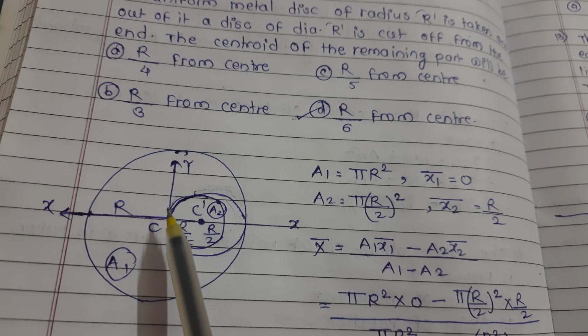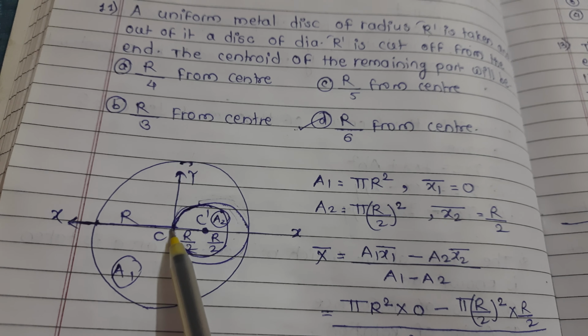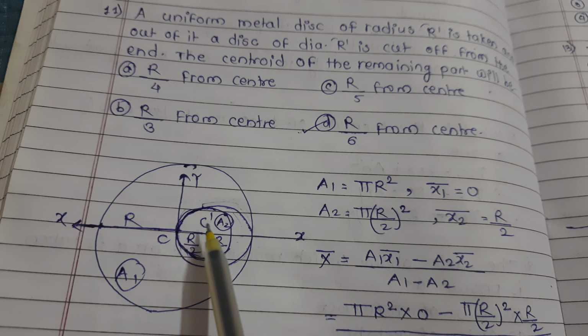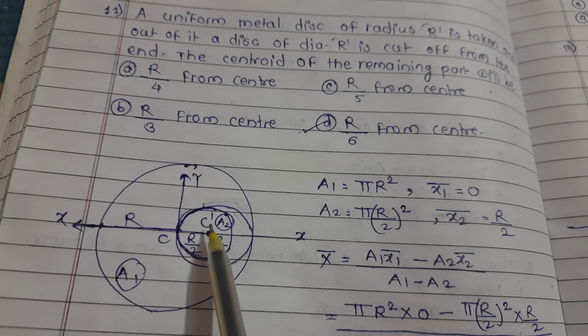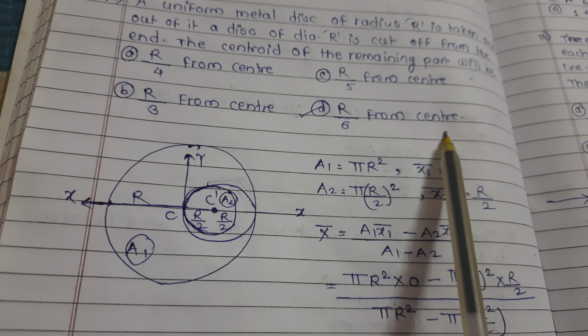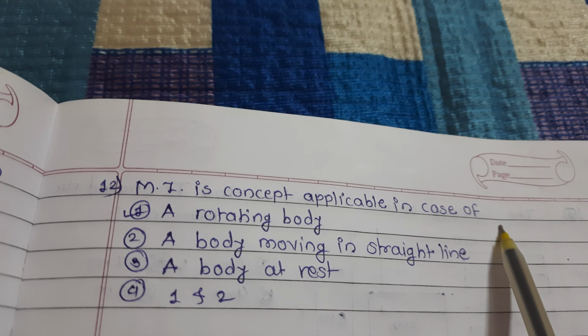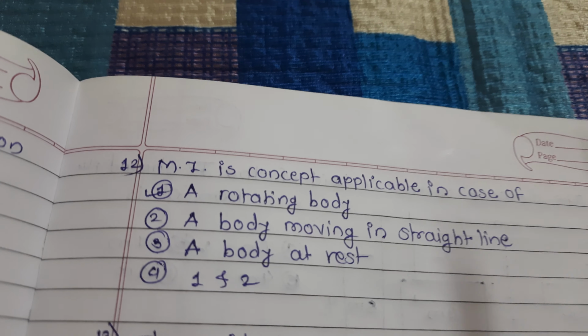Now x2 bar is the distance from the y-axis to the centroid of the small circle, and the distance is r by 2. Hence x2 bar is equal to r by 2. Put the values in the standard formula. We get r by 6. The answer is r by 6 from center. Moment of inertia is a concept applicable in the case of a rotating body.